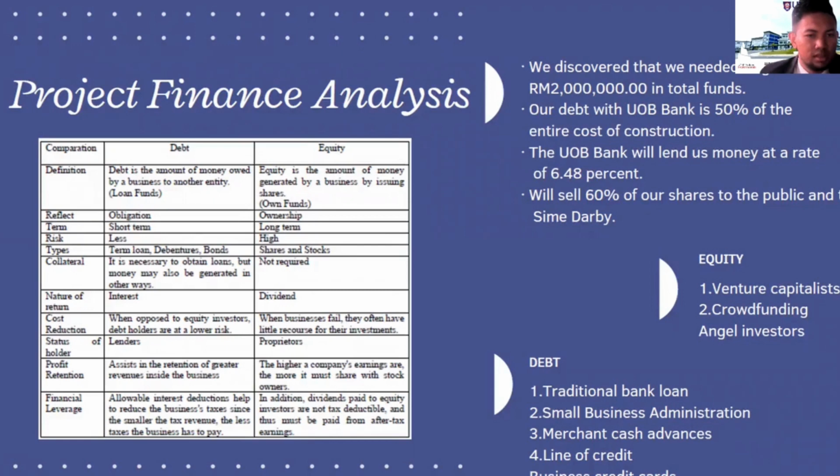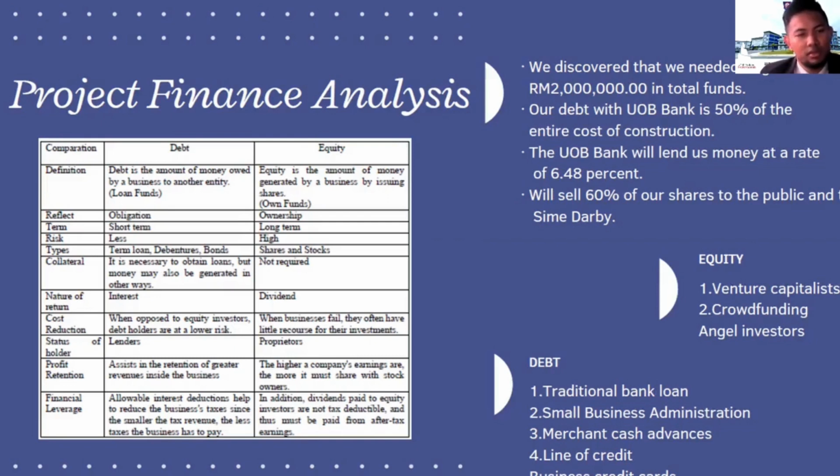As you can see, term loan and debenture bond are just for debt, and then we can use equity for shares and stock. Collateral is necessary for debt. It is necessary to obtain the loan, but money may also be generated in other ways. While for equity, it is not necessary and not required. The nature of return will come from interest if we are using debt. When we are using equity, the nature of return is given by dividend.